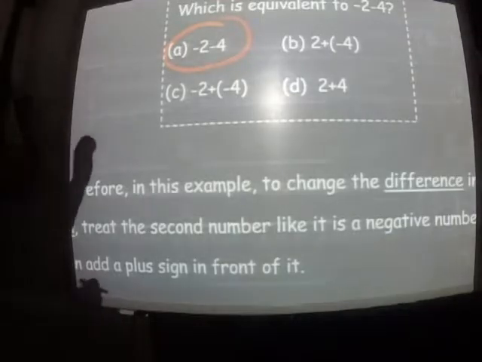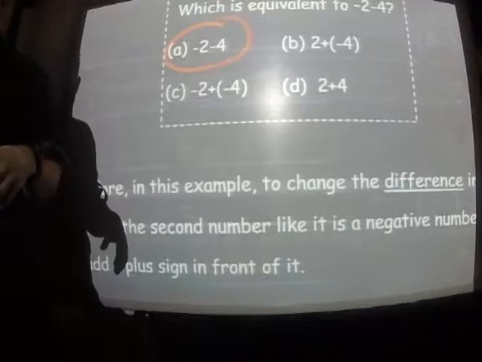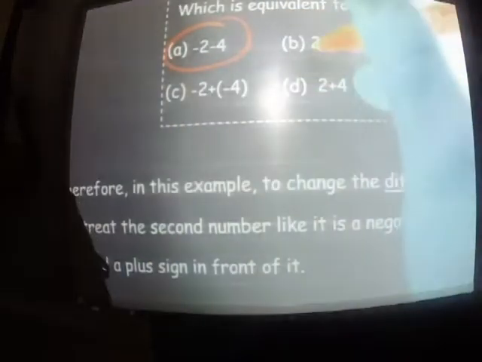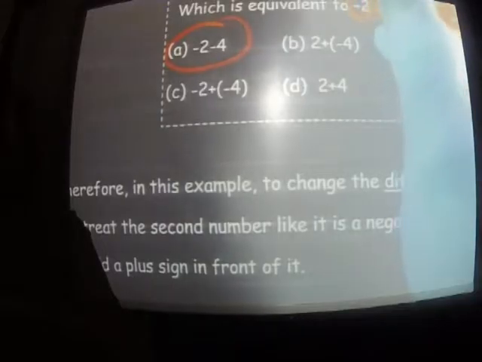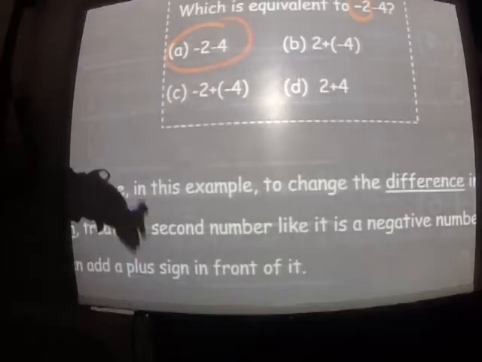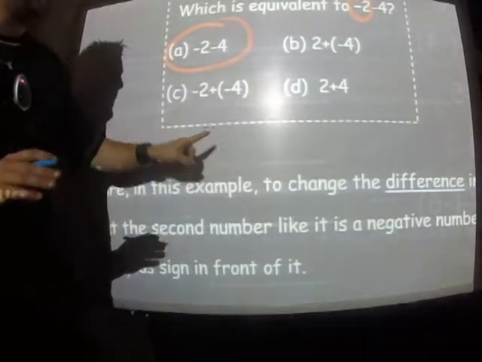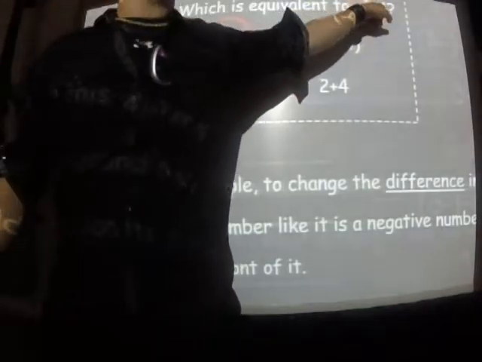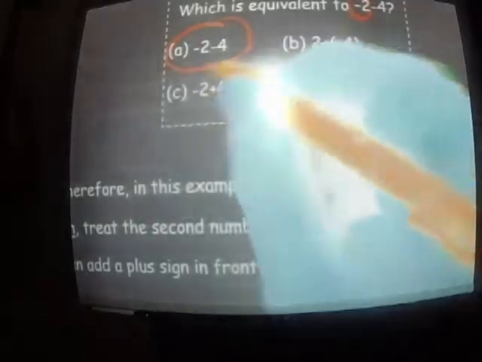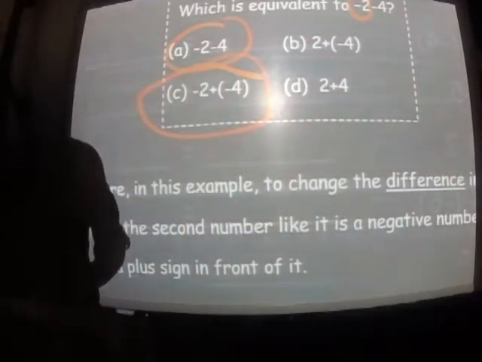B is close. It's actually C. Here's one important thing. When you're taking a difference and you're turning it into a sum, never change this number. If it's positive, leave it positive. If it's negative, leave it negative. Leave the first number alone. So if you got -2, leave it as -2. But turn a minus sign into a plus negative. Right here. Now what is -2 plus -4?